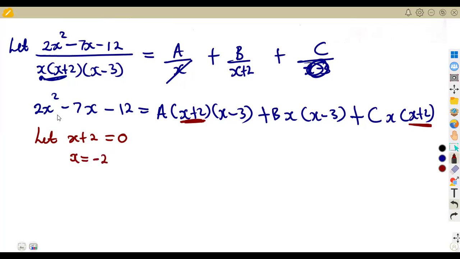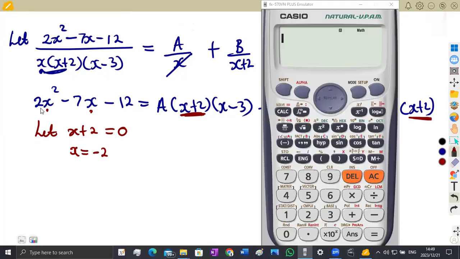When x is equal to minus 2, we have to substitute on the left-hand side wherever there is x. Here we just need a calculator directly; there's no need to write anything. That's going to be 2 into minus 2 squared, minus 7 into the bracket of x, which is minus 2.